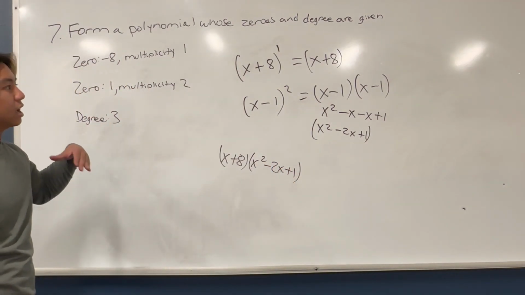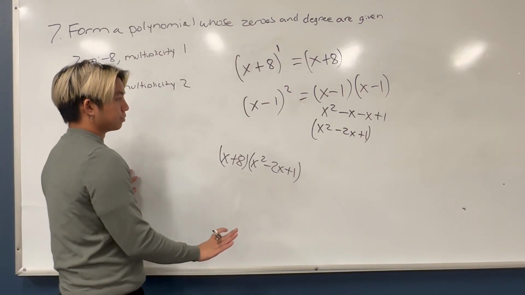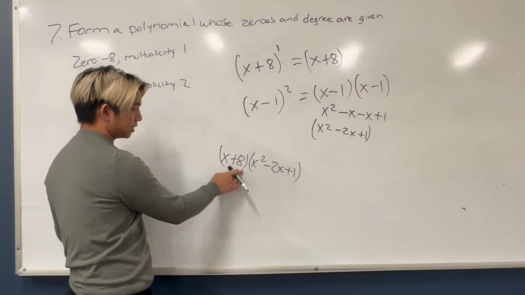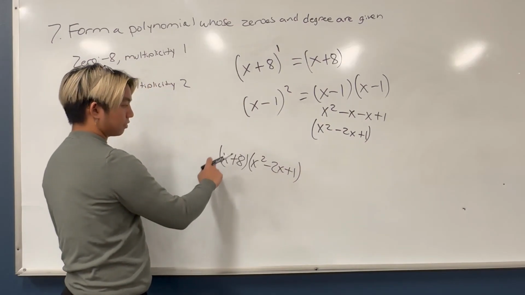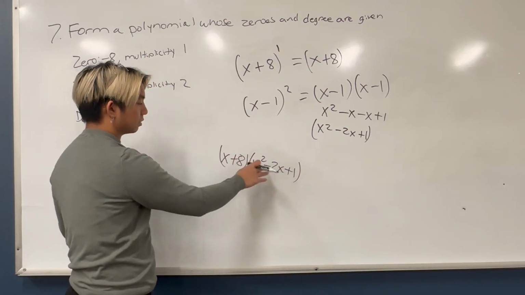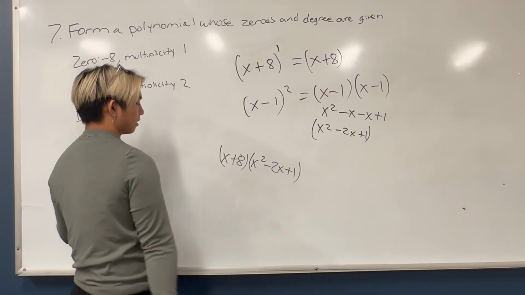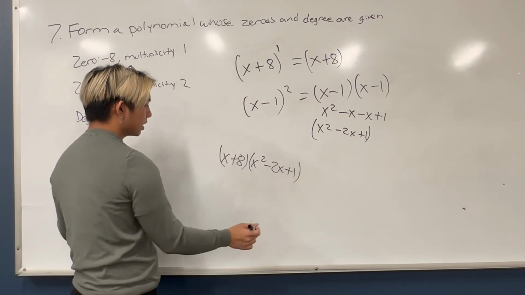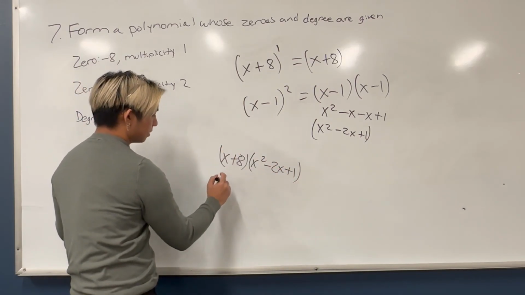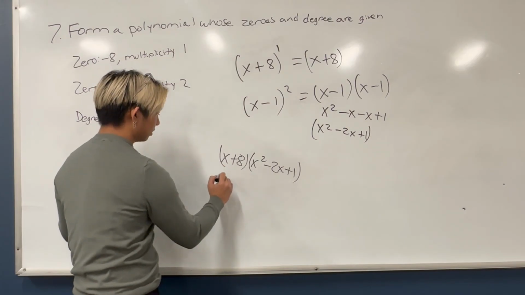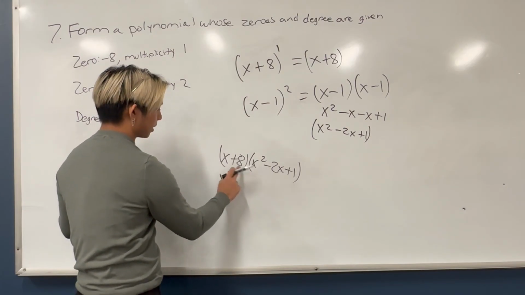Just like that. And now, what do I want to do? I have a parentheses and a parentheses, right? So I'm going to FOIL again. Well, I guess this wouldn't be FOIL, but pretty much distribute each term. So x and x squared gives me x cubed, right?